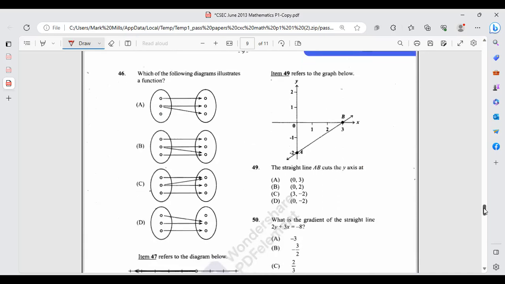(46) Which of the following diagrams illustrates a function? D, sir. D, 1 to many. So the answer here will be D. Yes, you're right. It couldn't be A because this one here is mapping 2 elements, so that is out. The same thing with B, the same thing with C. So the answer is D.